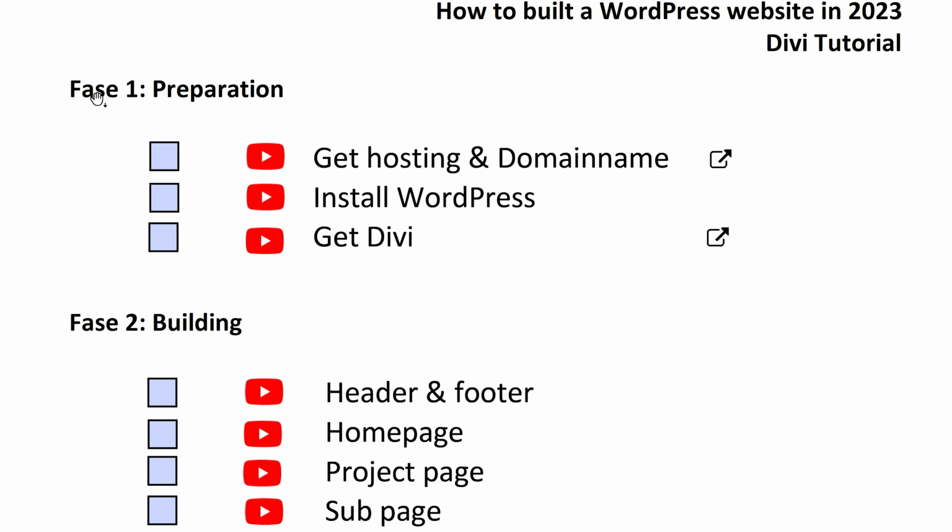Then we're going to start with phase 1, the preparation. The first thing we need is to get hosting and a domain name. If you already have that, you can skip this step, no problem at all. Just click on this button and you will go to the next one, install WordPress. If you already have that one, go to the next step and so forth. The first thing we do is we click on this link over here to go to our hosting provider.